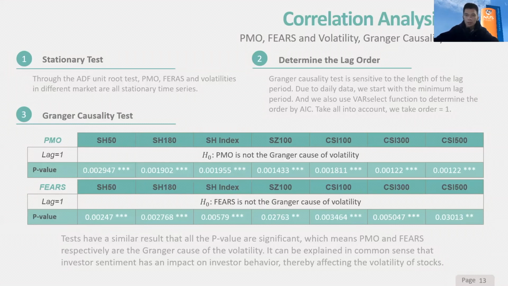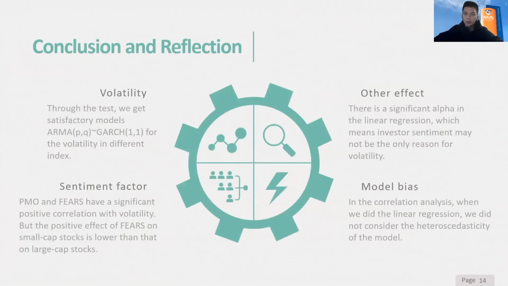See the results below. P-values are small enough to say that the result is significant, which means PMO and Fierce are respectively the Granger cause of the volatility. It can be explained in common sense that investor sentiment has an impact on investor behavior, thereby affecting the volatility of stocks. At last, conclusion and reflection.